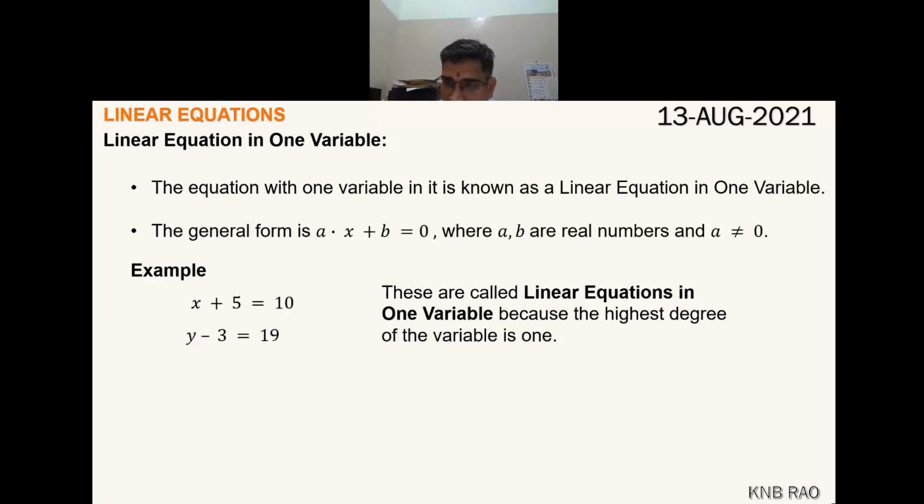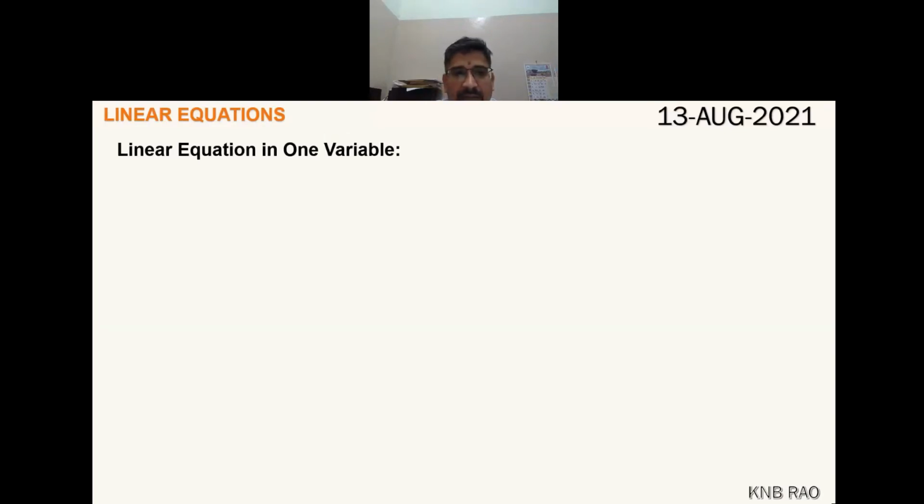Now moving on to the next slide. Linear equations in one variable. Consider the following linear equation in one variable: 2x plus 5 equals to 0.